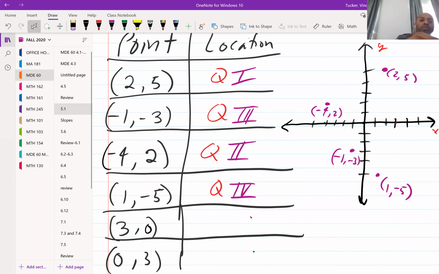So looking at those next two, for 3, 0, I would go to the right 3, but then I wouldn't move up or down for y because it's 0. So that puts us on the x-axis. That's not actually in a quadrant, it puts us on the x-axis. And then for that last one, you go back to your origin. You don't move left or right for your x value because it's 0, but you go up 3. And that's sitting on the y-axis.